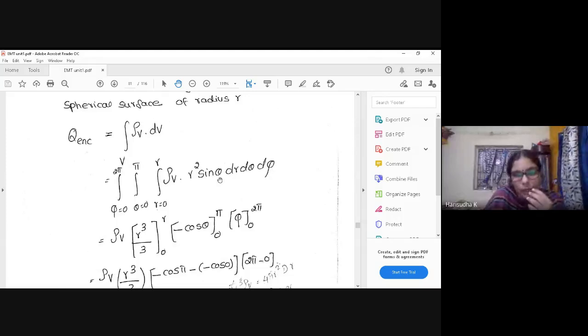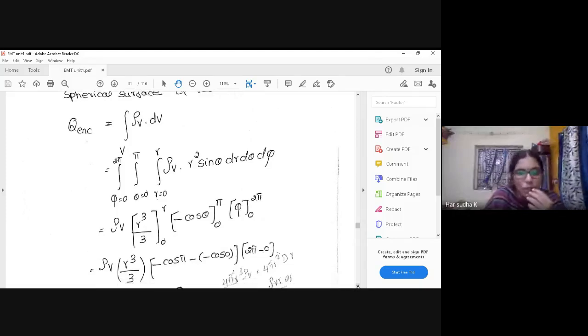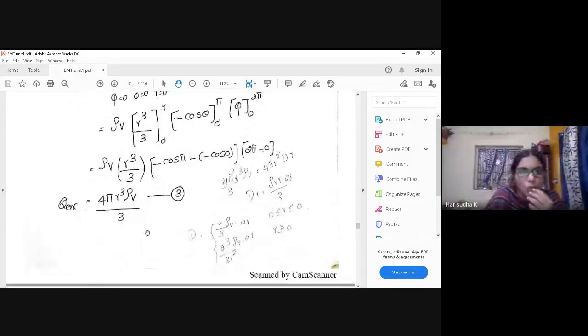This equation I referred from the spherical coordinates for the differential volume. Then I have integrated with respect to r, theta and phi as I did for the previous case. So I'll get this equation. Once I integrate it and substitute the limits, I get enclosed charge equal to 4 pi r square rho v divided by 3.